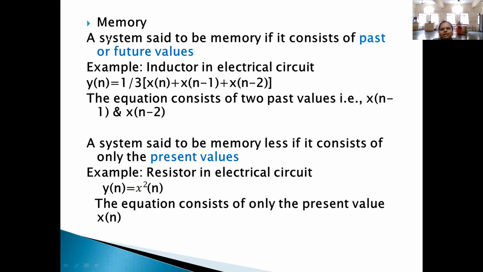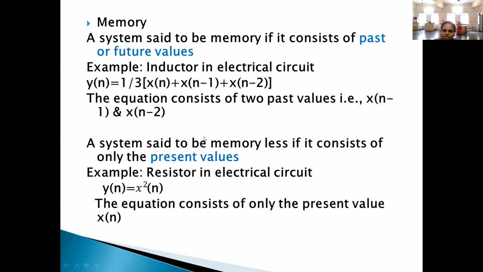When can I tell a memory? A system is said to have memory if it consists of past and also future values. Then only I can tell the system has memory. The example, inductors in an electrical circuit: y of n is equal to 1 by 3 times x of n plus x of n minus 1 plus x of n minus 2. How many past values does the equation consist of? Two past values, that is x of n minus 1 and x of n minus 2. That is a memory.